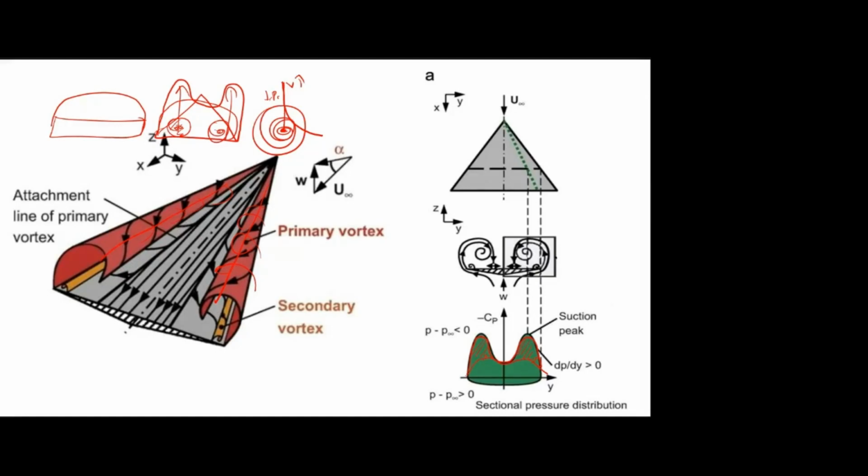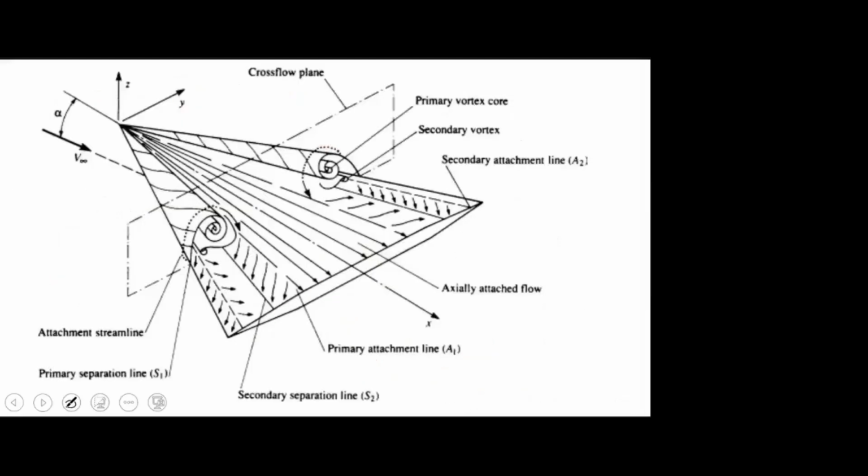Yes, sir. Okay. Due to this additional pressure difference, we are getting additional lift. That lift is called vortex lift. So due to the vortex, there is additional pressure difference, and due to that we are getting the additional lift. So that is called vortex lift. This is one important thing.